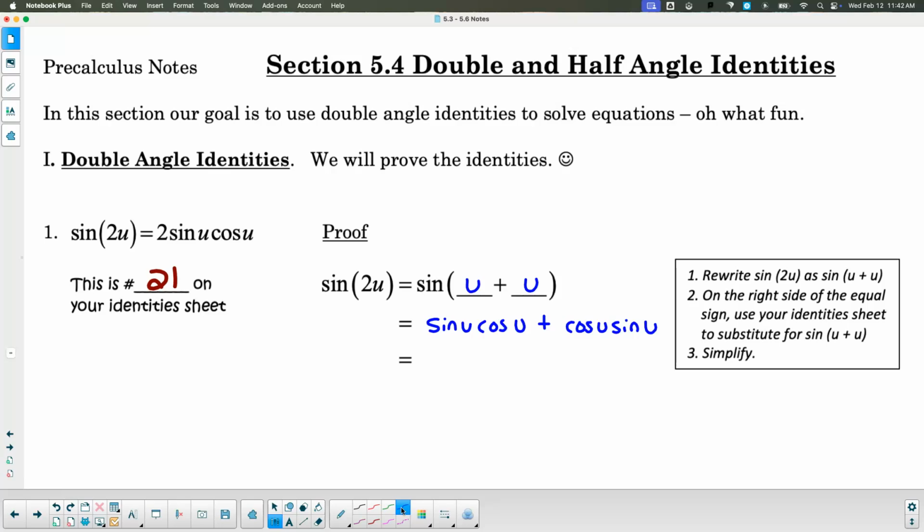Does order matter in terms of multiplication? No, it doesn't. So sine of u cosine of u is the same as cosine of u sine of u. So if I got one of them and you give me another one, how many do we have? We've got two of them. So we've got 2 sine of u cosine of u, which is the identity.